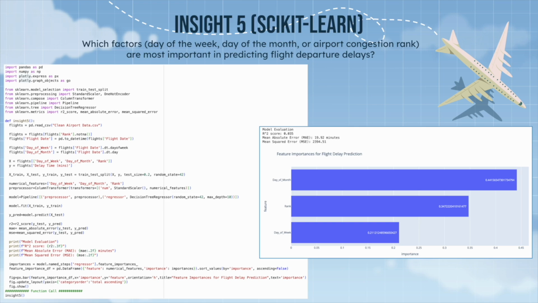Our model achieved an R-squared score of 0.035, and the mean absolute error dropped to 19.92 minutes. Even though this R-squared value is still extremely low, explaining only about 3.5% of delay variance, it's important to note that our mean absolute error actually improved slightly compared to the precipitation-based model, dropping from about 24 minutes to about 20. Looking at the feature importance chart, we can see that day of month is the most important predictor, with an importance score of 0.44. Airport congestion rank comes in second at 0.35, and day of week is third at 0.21.